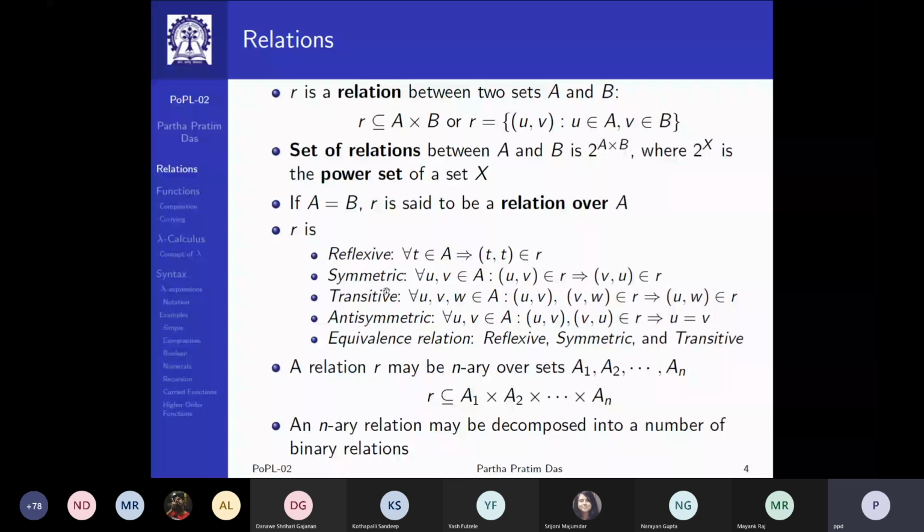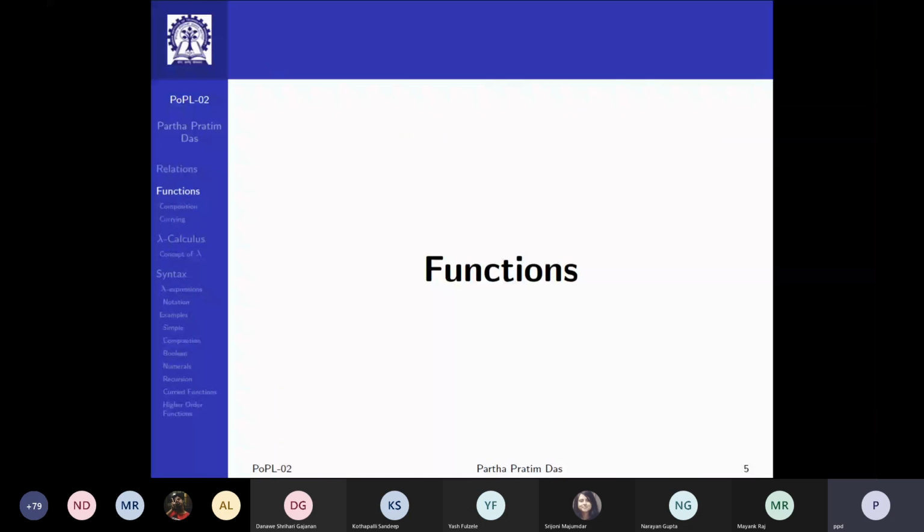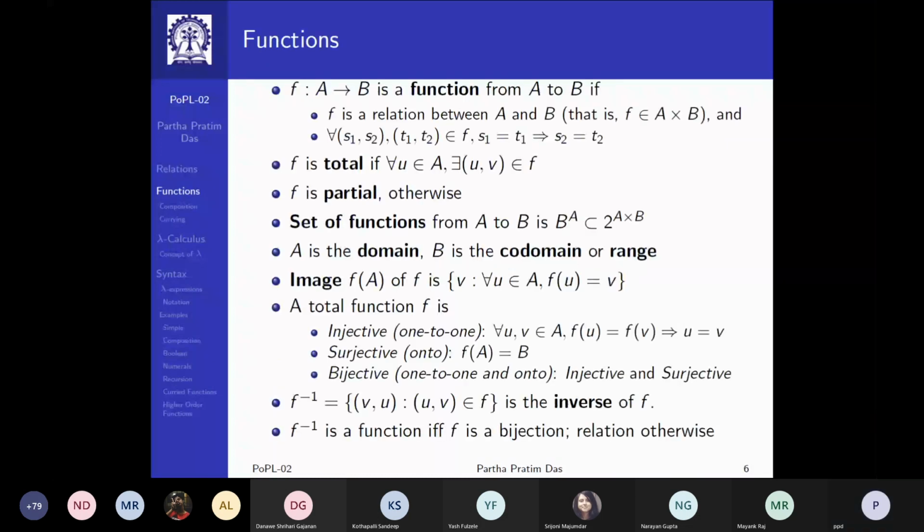A relation may be of arity n over n sets A1 to An, and it could be decomposed into a number of binary relations. Now, the specific type of relations which we will use more frequently are called functions, which again you know. f is a function from A to B if it is a relation over A and B, which means f is necessarily a set of doublets coming from the Cartesian product of the sets A and B.